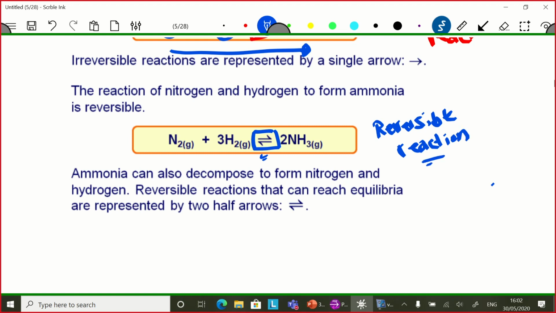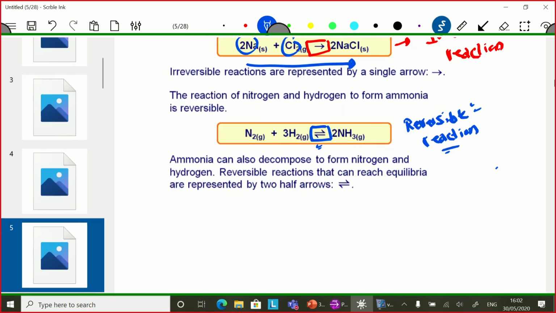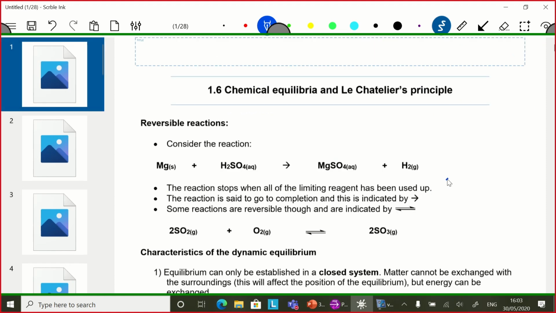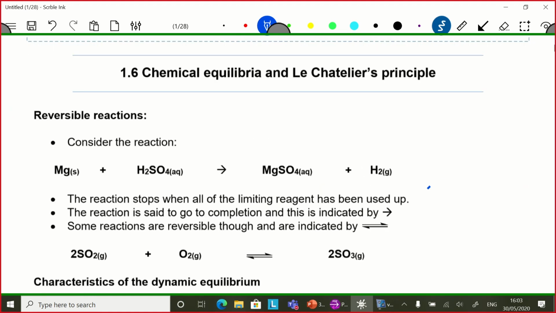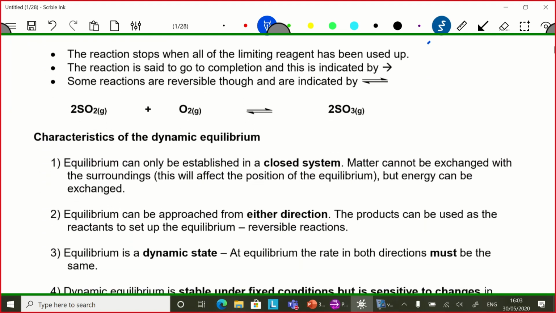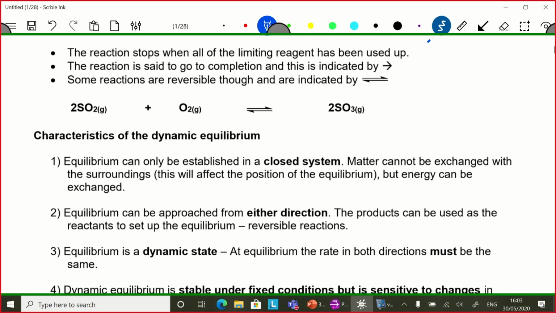And unfortunately, most of the commercial reactions, or reactions that involve the production of commercial products, are of this type, are of the reversible reaction. So for the A-level specification, we really need to understand and define what is meant by dynamic equilibrium. This is how you're going to define dynamic equilibrium if you've been asked to define it.